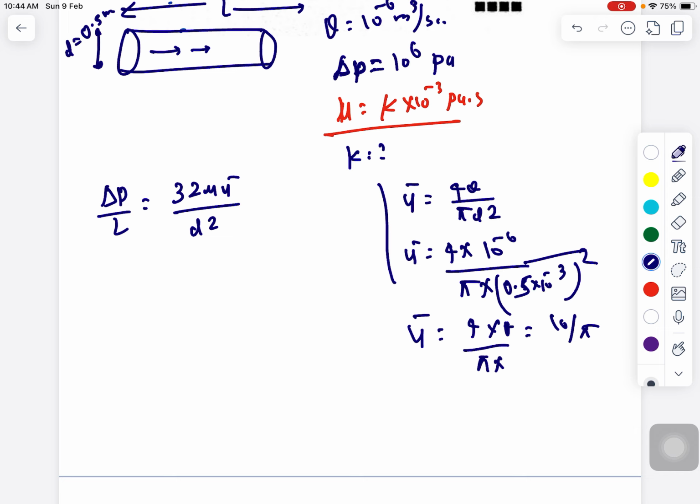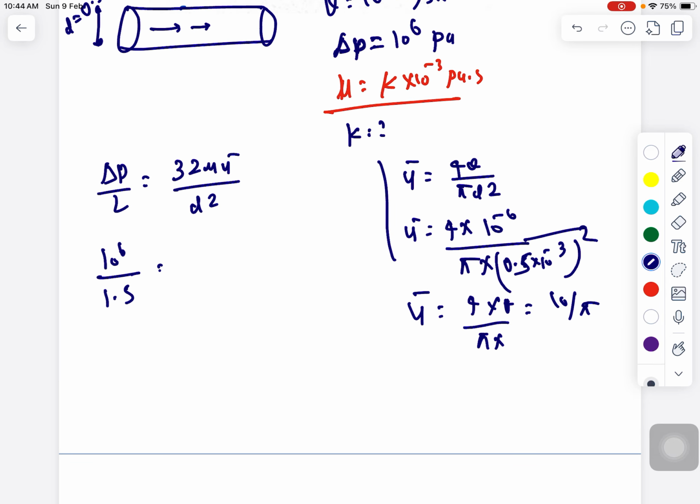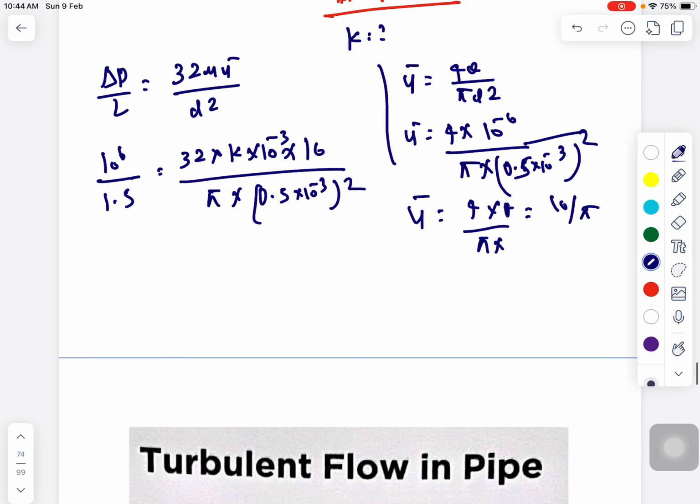And what is delta P? Delta P is 10 to the power 6. Length of the pipe is how much? 1.5. That is equal to 32 into K into 10 to the power minus 3, and now I can write 16 divided by pi into how much? D square. D square is given to you, that is 0.5 into 10 to the power minus 3, whole square.